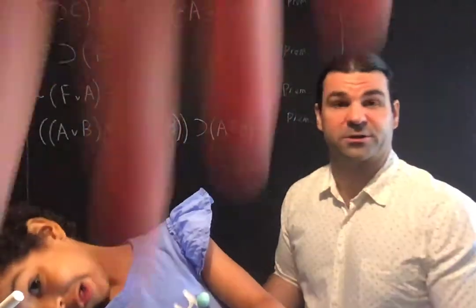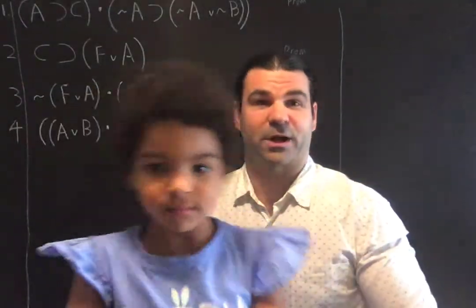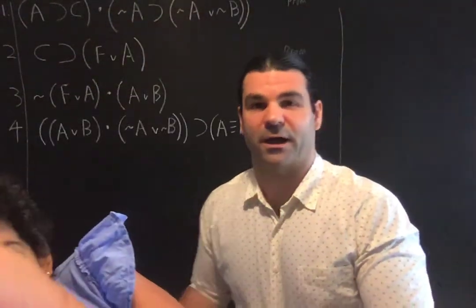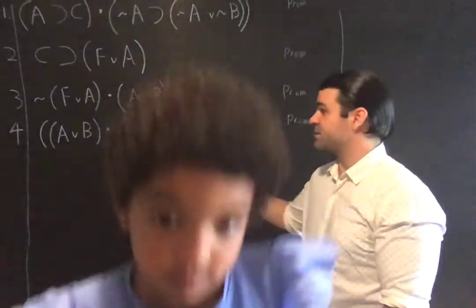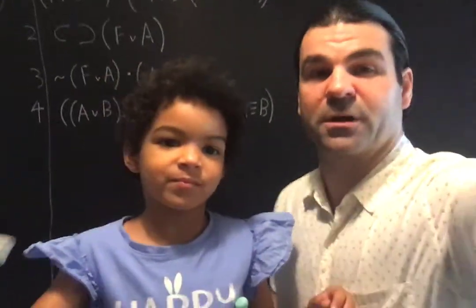How do you derive conjunctions? What rule has conjunctions as its conclusion? And the answer is conj.